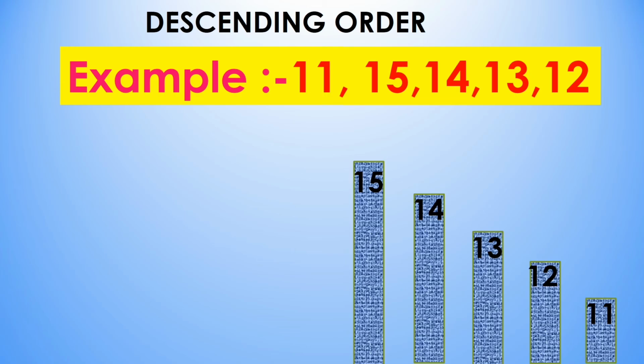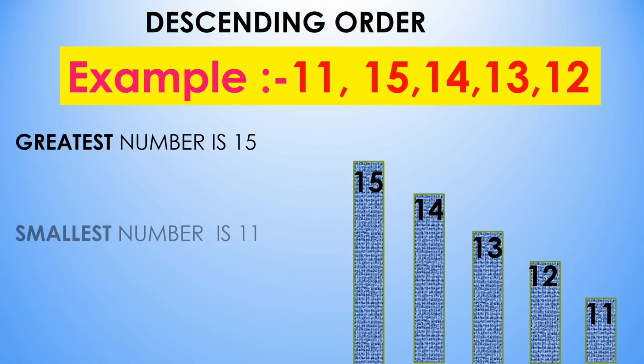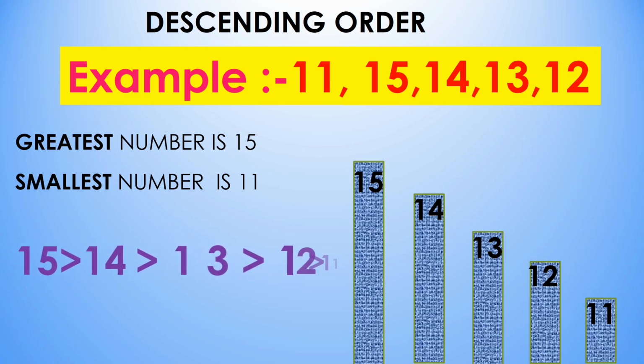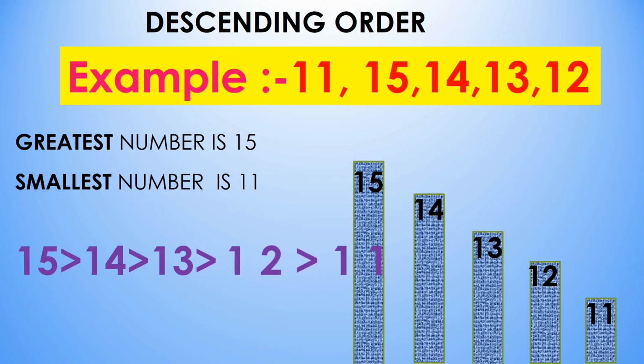In this, greatest number is 15 and smallest number is 11. We moved from big to small. While writing the number in descending order, we put greater sign between the two numbers. 15 greater than 14, 14 greater than 13, 13 greater than 12, 12 greater than 11.